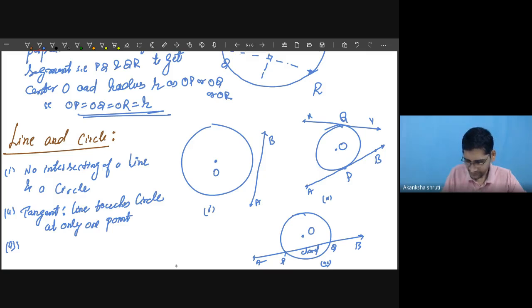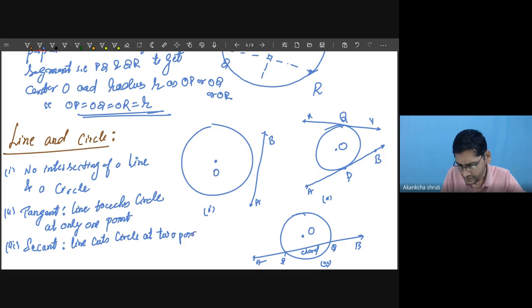So this case where the line is cutting the circle at 2 places is called a secant. So students, the secant is nothing but the line that cuts the circle at 2 points. So such a line is called a secant. So either the line is not cutting, or touching, means just at a single point it is touching, or in the third case it may cross at the 2 points. So students, these are with reference to line and circle.